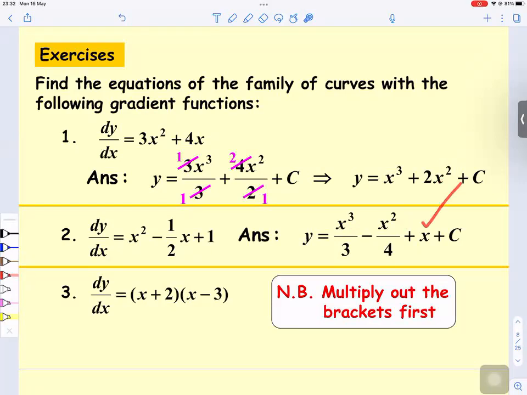plus x. When you integrate plus 1, you just get plus x because you imagine it's an x to the power 0 there. So you add 1, it becomes x to the power 1. And then you add the constant of integration.